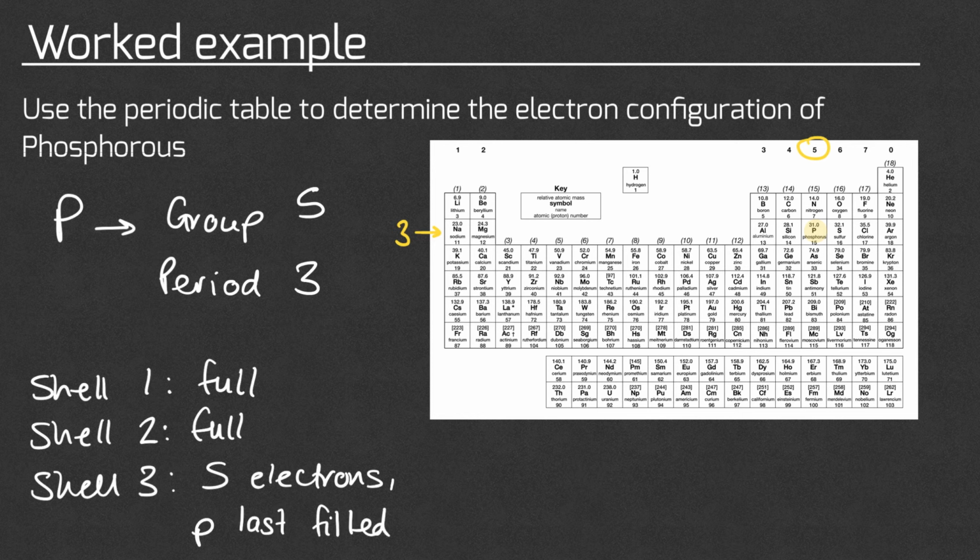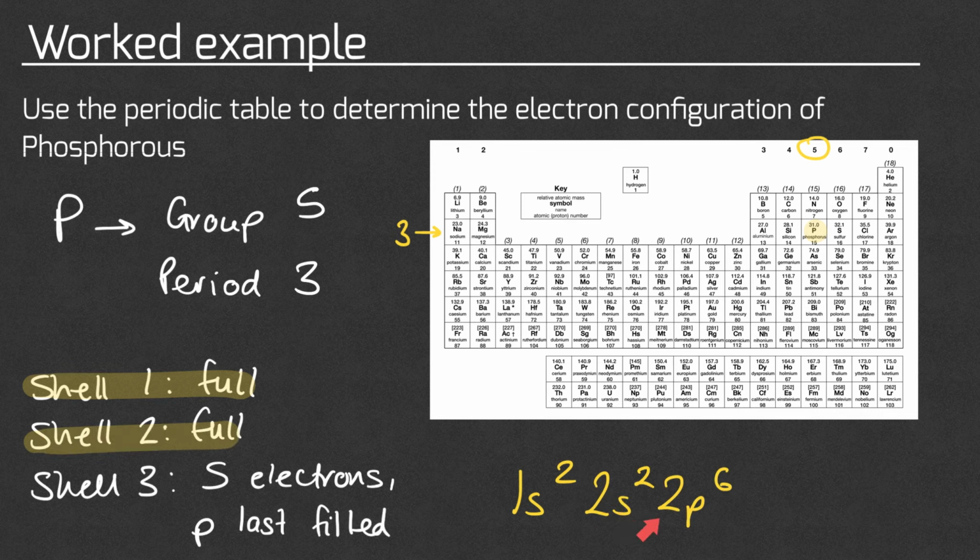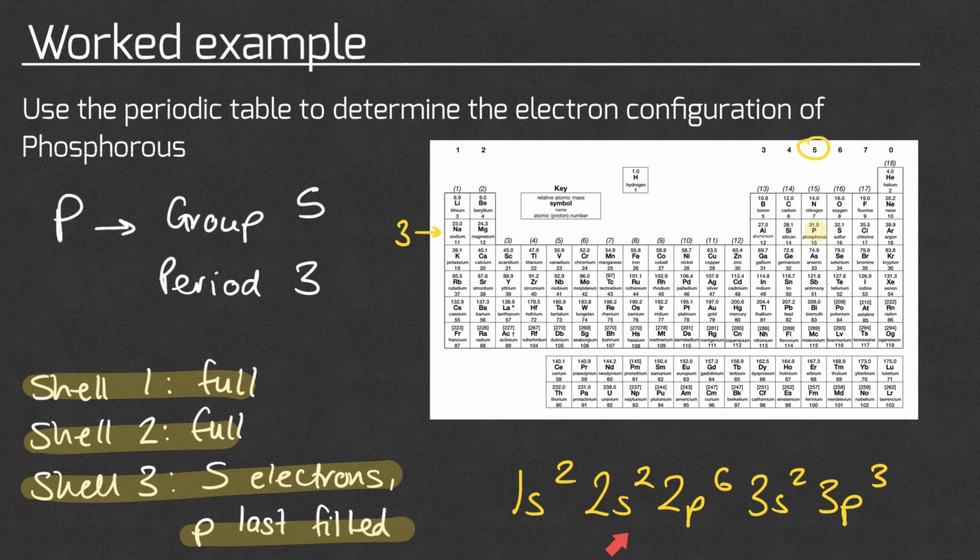We also know that because it is in P block, the P subshell must be the last one filled. So it's 1s2, because we know the first shell must be full, 2s2, 2p6, because we know the second shell must be full, and then 3s2, 3p3, because we know there must only be 5 electrons in total, and the P must be last filled. So 2 plus 3 equals 5. So we can therefore write the electron configuration as 1s2, 2s2, 2p6, 3s2, 3p3.